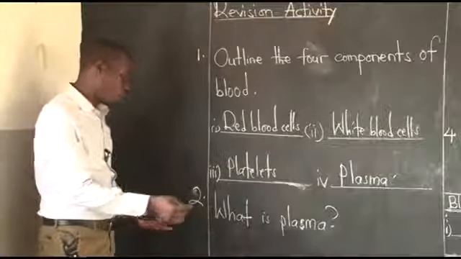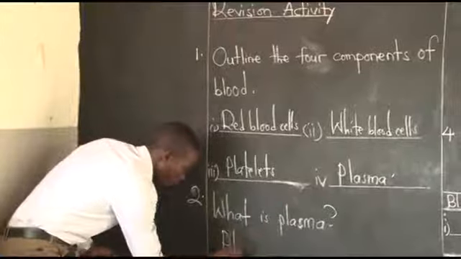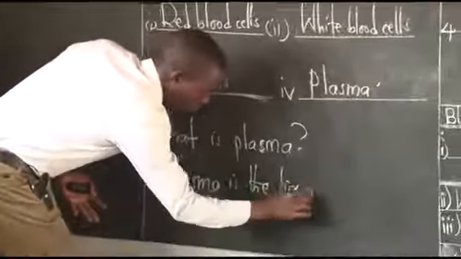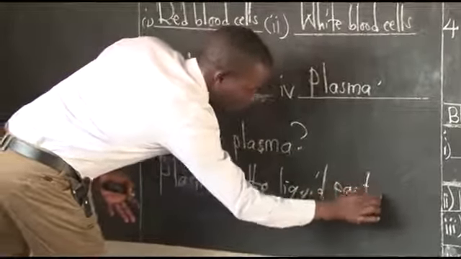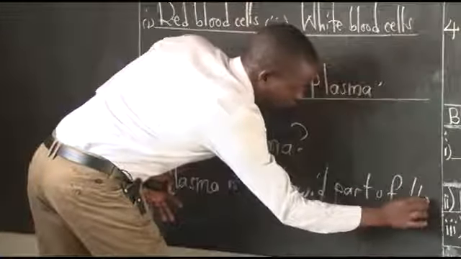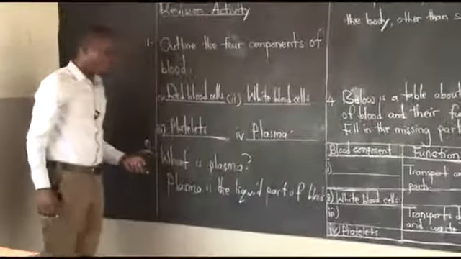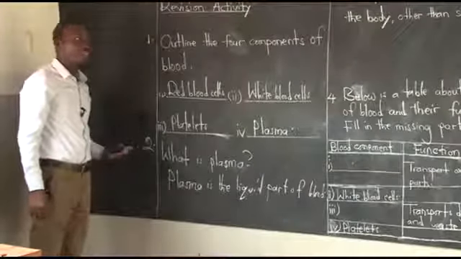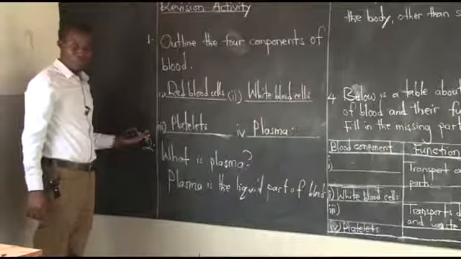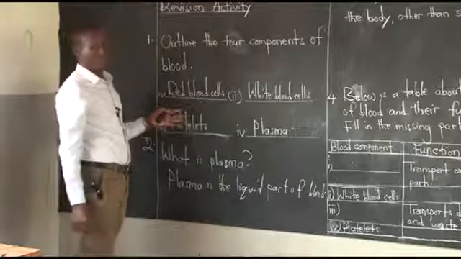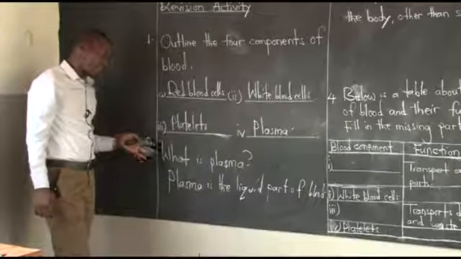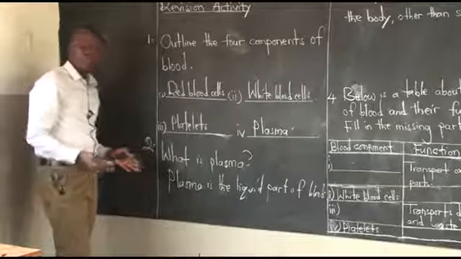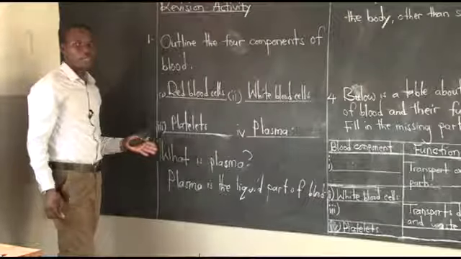So one can say plasma is the liquid part of blood. Or we can simply say it is the fluid part of blood. It's majorly liquid. This is why you find that plasma has a lot of functions, transporting different blood materials around the body. As we move on, we shall look at this properly and see different functions of plasma. So majorly, plasma is the liquid part of blood. Now we can move to the next part.